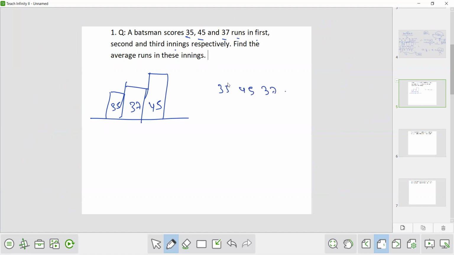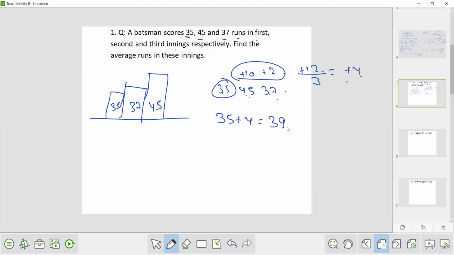So suppose the average is 35. Now how much more than 35 is this? This is plus 10. How much more than 35 is this? This is plus 2. So the total is plus 12. So plus 12 will be divided among the 3 units. So this will be plus 4. So the average will be 35 plus 4, that is 39.